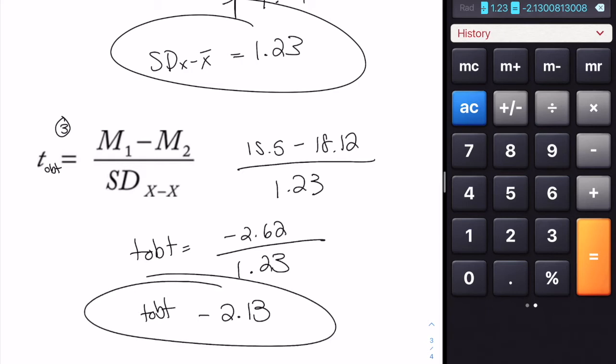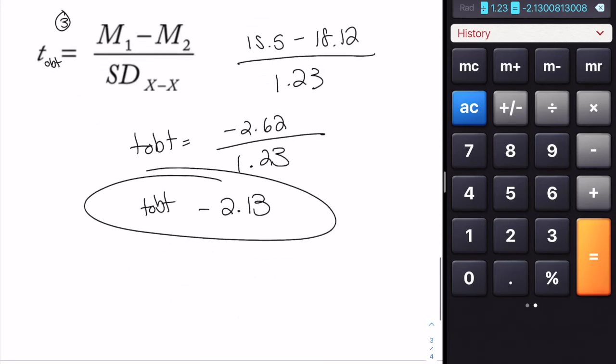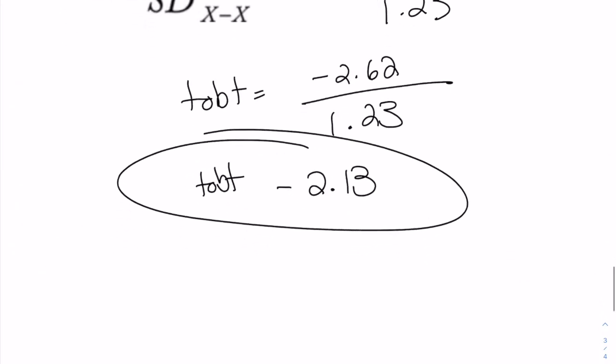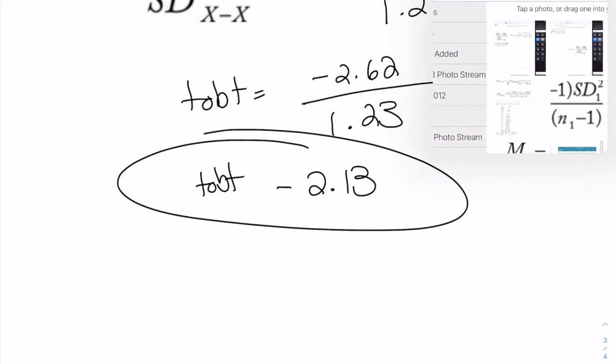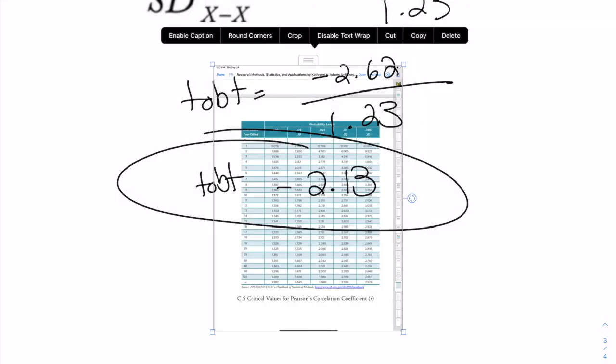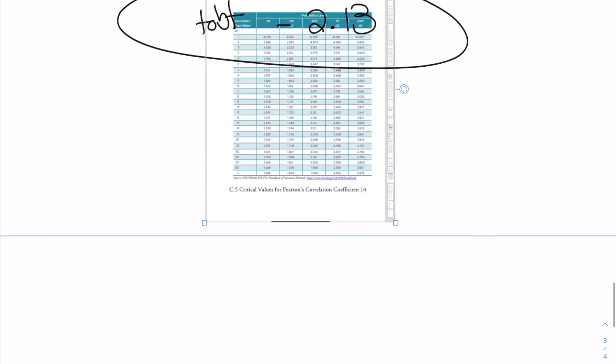And I happen to know that that is correct. So, cool. That's our t obtained. Now, what do we do with it? What we do with it is we compare it to our t critical. And to do that, we need our critical table. So let me grab it. You have family photos, you have party photos, you have pictures of your dog. I have t tables.